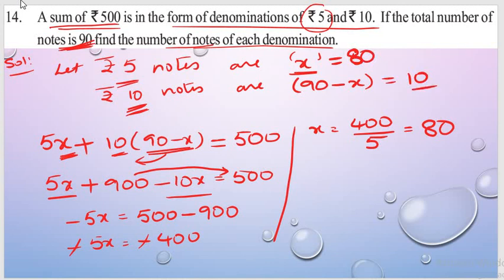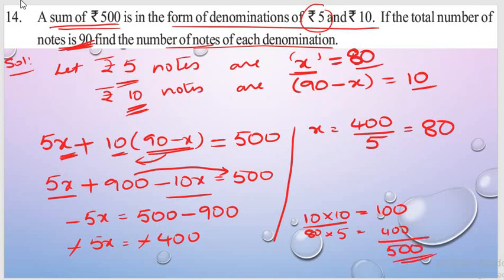So if I want, I can check it. How can I get it? 10 into 10. By 10 rupee notes I am going to get 100 rupees. Next, by 5 rupee notes, 80 into 5. The value of 80 into 5 is 400. If I add these two, I am going to get 500. So from this clearly I can say that there are 80 5 rupee notes and 10 10 rupee notes.